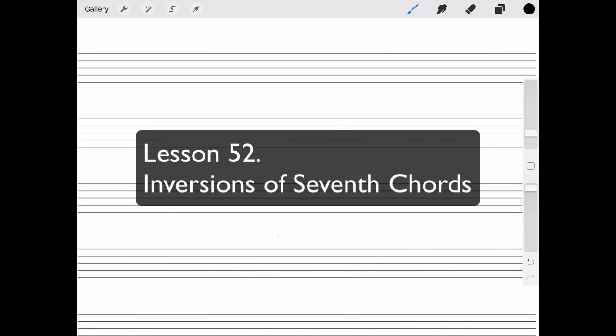And welcome into lesson 52. Today we're discussing inversions of seventh chords. Just like triads, seventh chords can be inverted. There are three inversions possible with seventh chords.